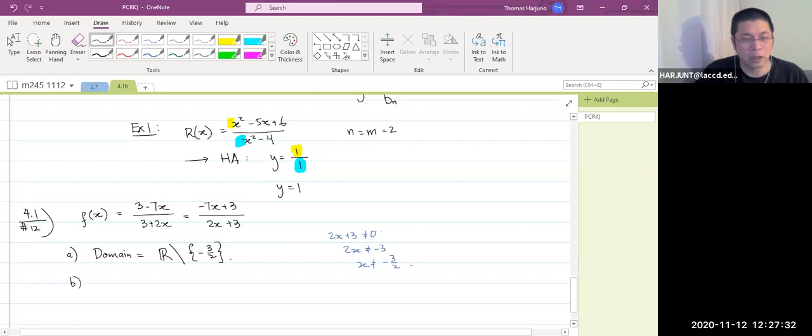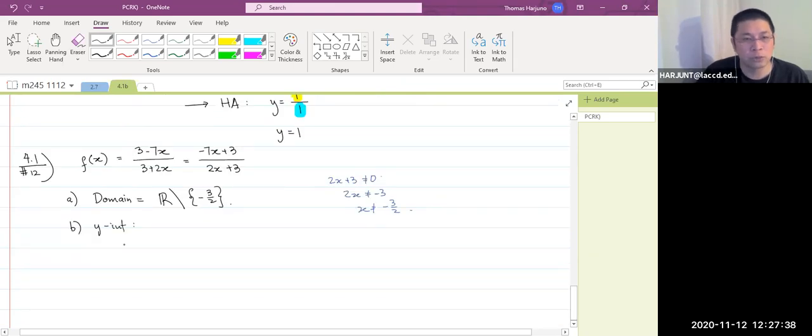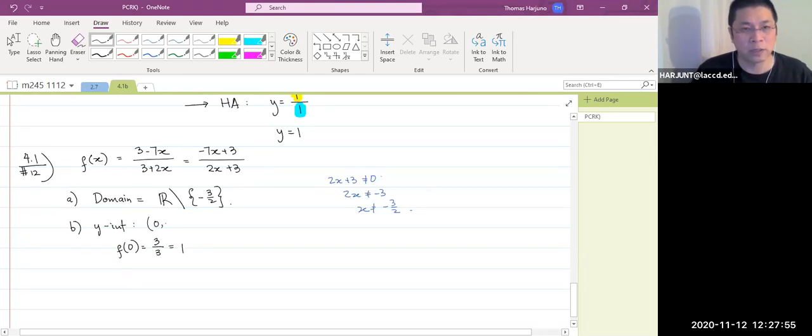Part B, how about the y-intercept? To find the y-intercept, as usual, we plug in x equals 0. When I plug in x equals 0, I get on the top 3, the bottom I get 3. Those are the constants of the numerator and denominator. So f(0) is 1. The y-intercept therefore is (0, 1). Part C, how about the x-intercept?